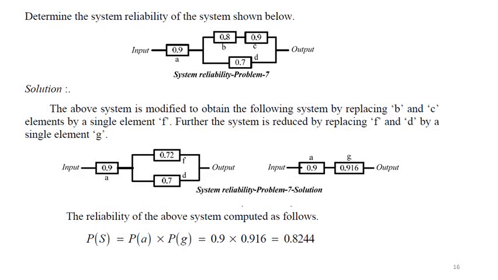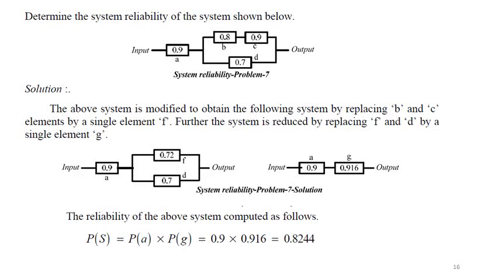Next example, four components: component A, component B, component C and component D. We need to find the system reliability. By looking at the figure, which components will we consider first? From the figure, it's clear that we can first consider components B and C together. Both are in series. What will be the system reliability of B and C together? 0.8 into 0.9, that's equal to 0.72.